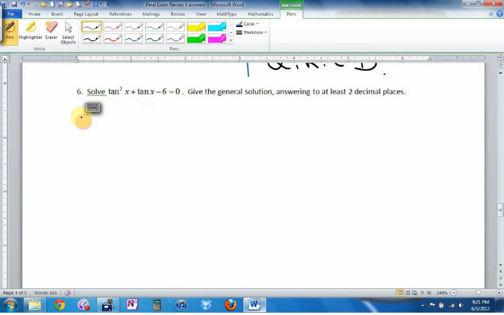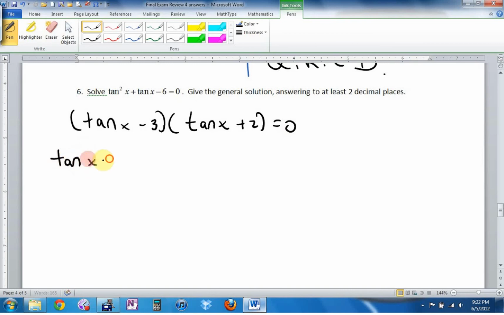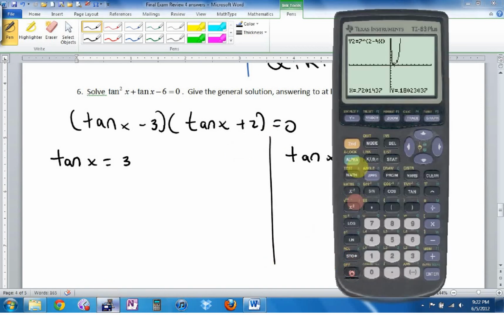This factors into numbers that multiply to -6 and add to +1. How about tan x minus 3 times tan x plus 2 equals 0. I get tan x equals 3 and tan x equals -2. This is 3 over 1. I don't have a triangle with a 1 and a 3 in it. I have a triangle with a 1 and a root 3, but that's not what this is saying. This is -2 over 1. I do have a triangle with a 1 and a 2 in it, but not with a tangent of 1 and 2. Both of these, I'm going to have to use my calculator. Let's make sure my calculator is in radians. It is.